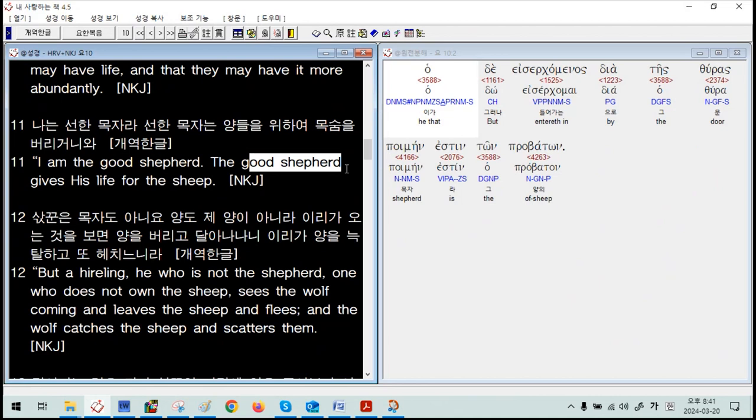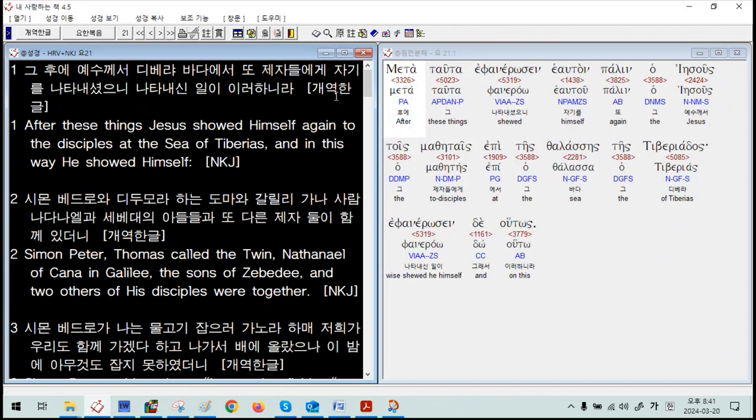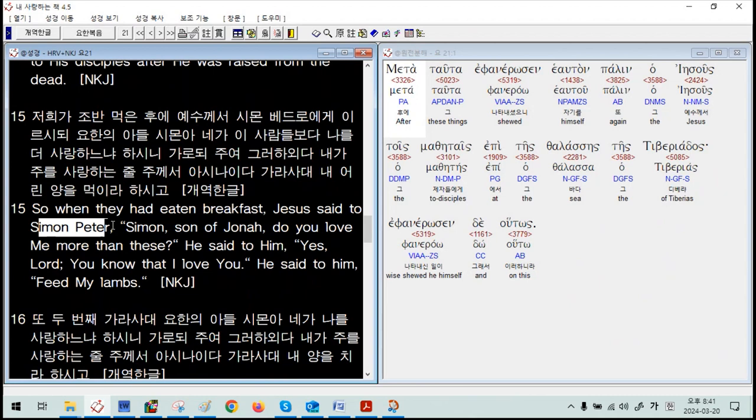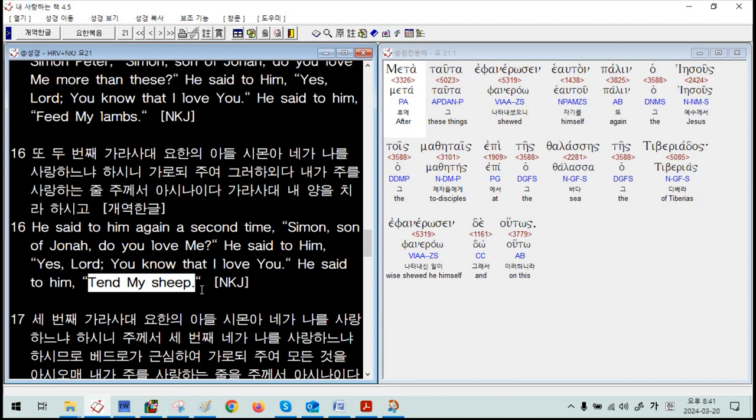That's why when we go to John chapter 21, Jesus, when he resurrected, is showing himself to Peter, right? And then they have eaten breakfast. Jesus said to Simon Peter, Simon, son of Jonah, do you love me more than this? He said to him, yes, Lord, you know that I love you. He said to him, feed my lambs. He said, tend my sheep, because you are the good shepherd as the 7 days man, showing the way, the truth, and the life, giving them a fountain of waters.